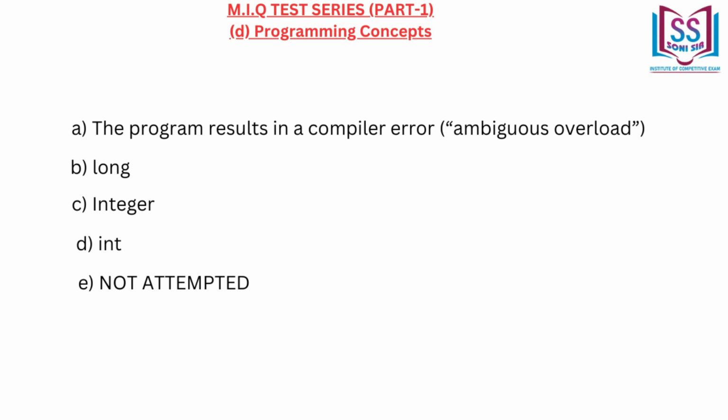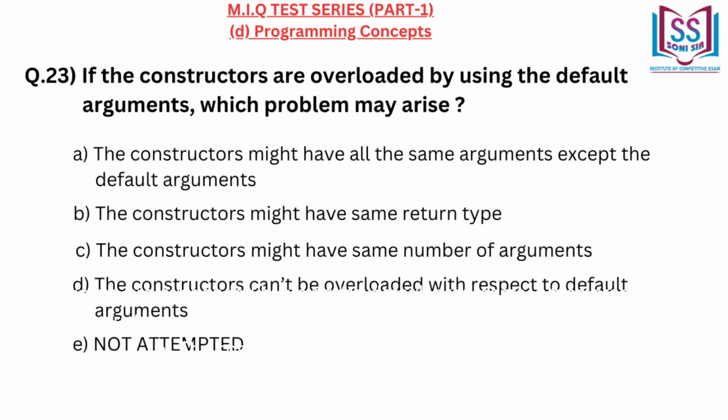If the constructors are overloaded by using the default arguments, which problem may arise? A. The constructors might have all the same arguments except the default arguments. B. The constructors might have same return type. C. The constructors might have same number of arguments. D. The constructors can't be overloaded with respect to default arguments.